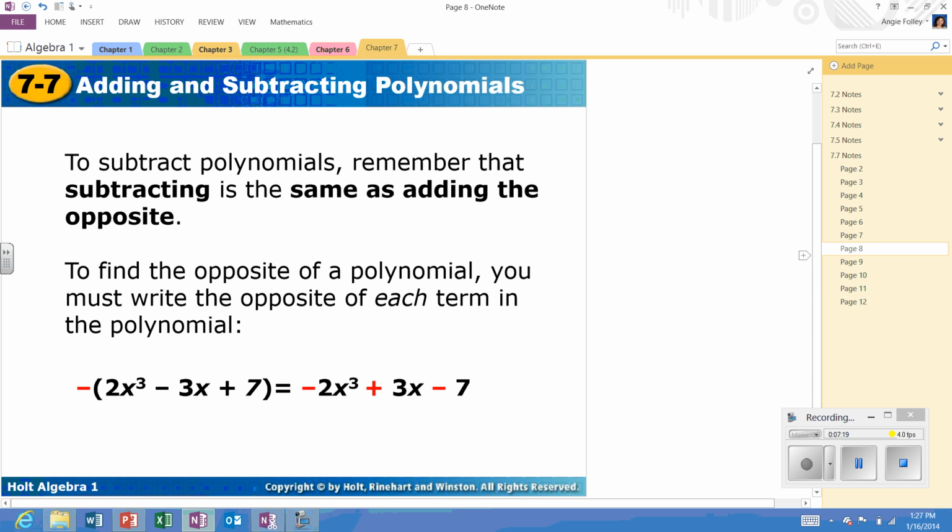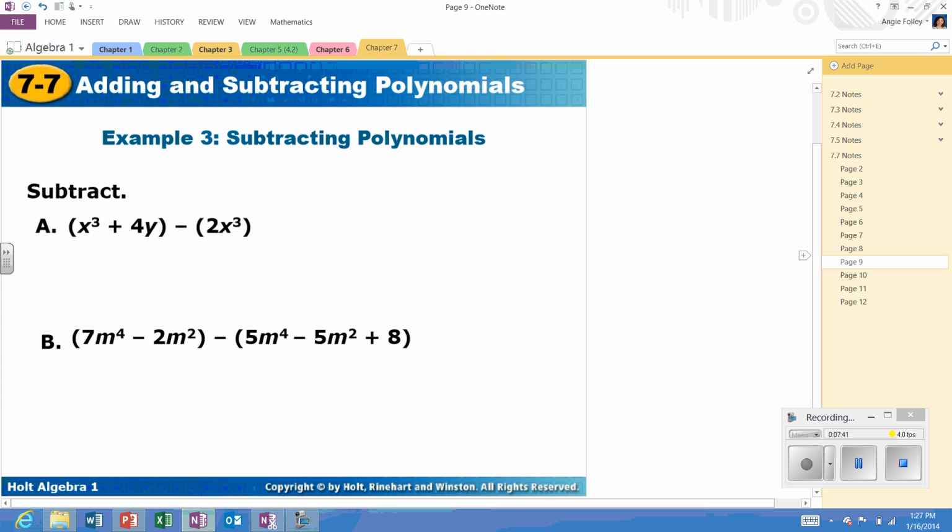To subtract polynomials, subtracting is basically the same thing as adding the opposite sign. So to find the opposite, you must write out the opposite of each term. So for example, if I'm subtracting this polynomial, it's basically putting the negative sign to every term, which just makes each term the opposite sign of what it was.